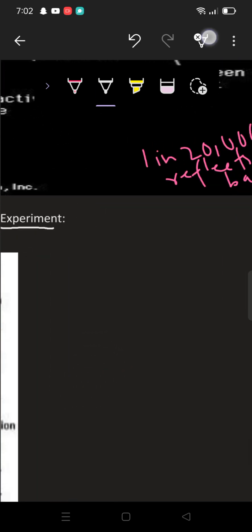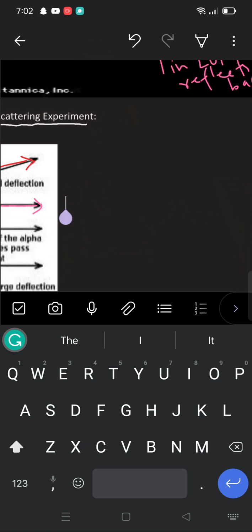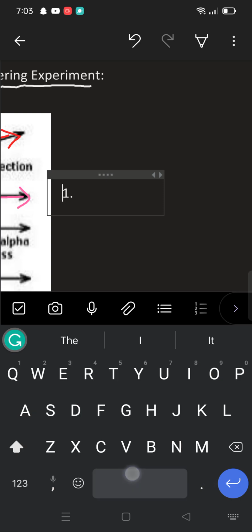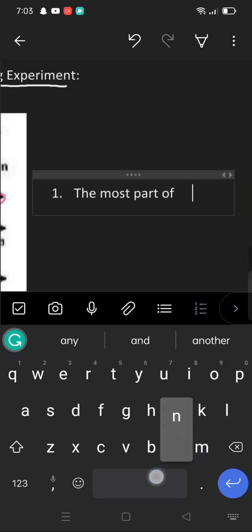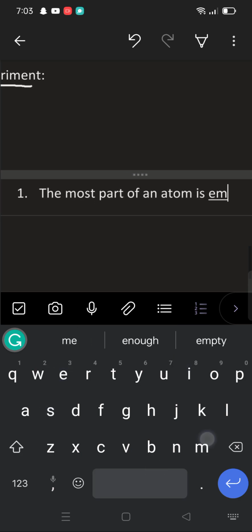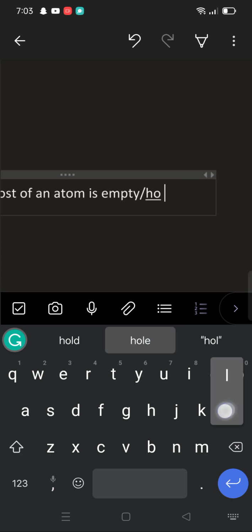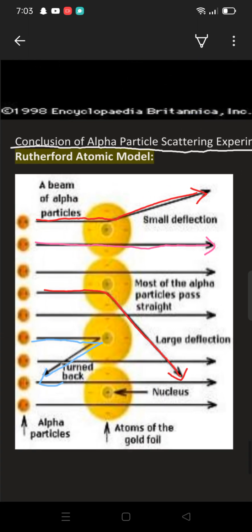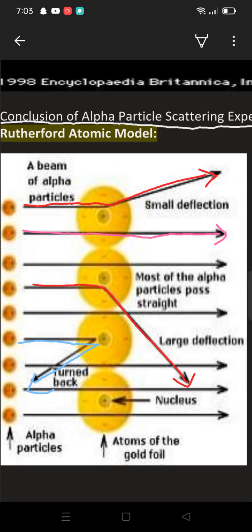So the first point of his conclusion theory was that most of the part of an atom is empty, or you can say it is hollow. As you can see here, these rays are going straight, which means there is nothing there, so most of the atom is empty, it is hollow, right?